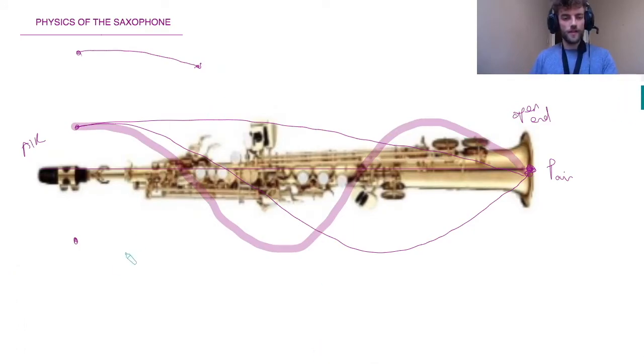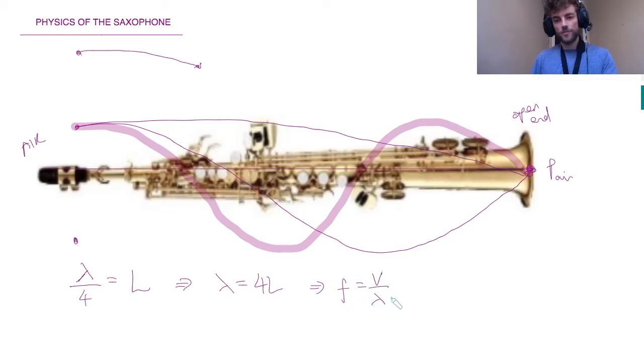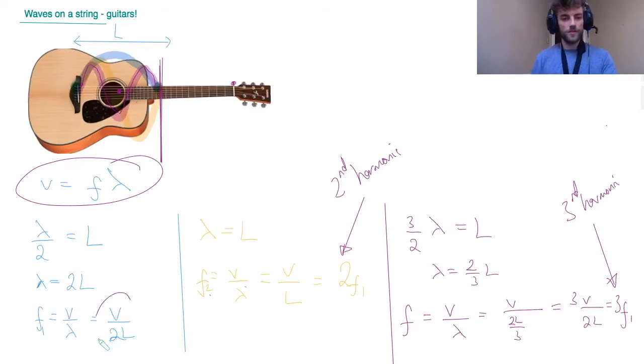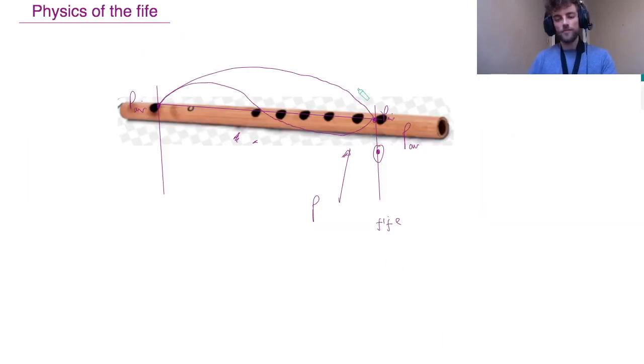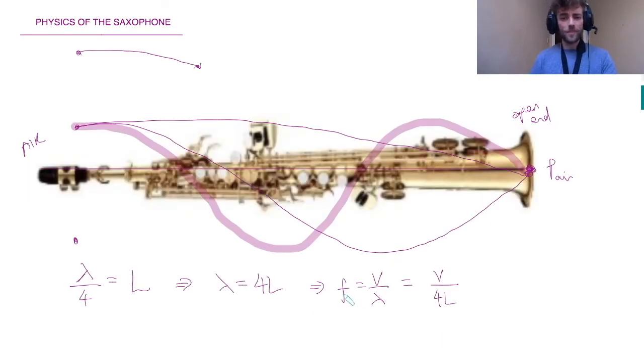So I've agreed that basically 1/4 of the wavelength is the length of the saxophone, which means that lambda equals 4L, and remember we established that F equals V over lambda, so in this case F equals V over 4L. Remember before, if I flick back, it was V over 2L. So for starters, that's interesting. That tells me that I'm probably going to get a lower note on my saxophone for the same length compared to my fife, which was the same as the guitar.